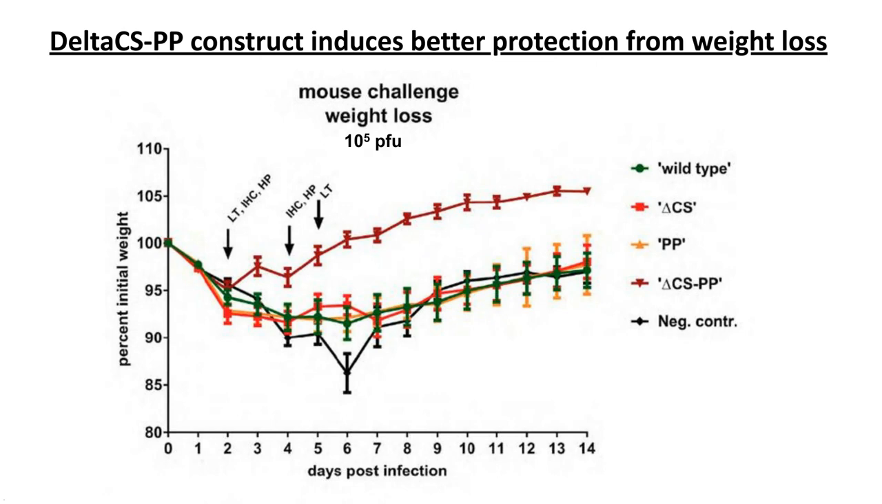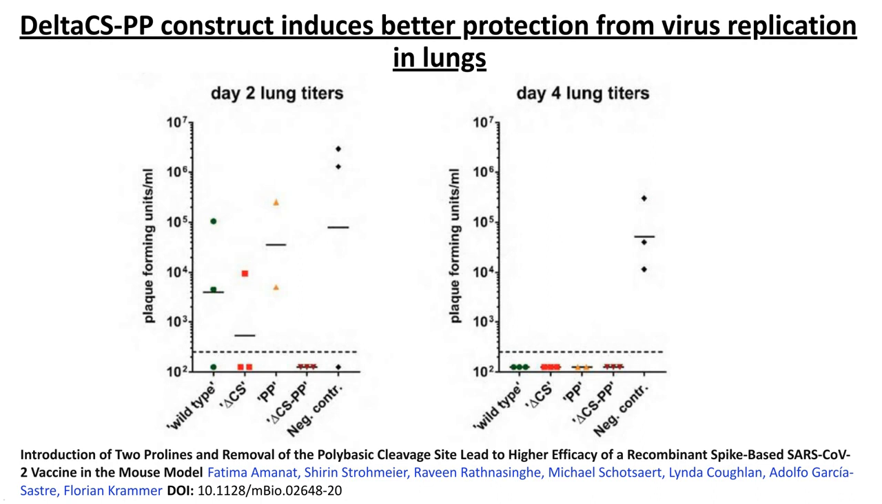But if we look at viral titers, what we see at day 2 is a reduction in viral titers in all the animals that have been vaccinated, but in the animals that have been vaccinated with the spike that contains the two modifications, cleavage site and the two prolines that stabilize it, we don't see any virus at day 2 in the lung.